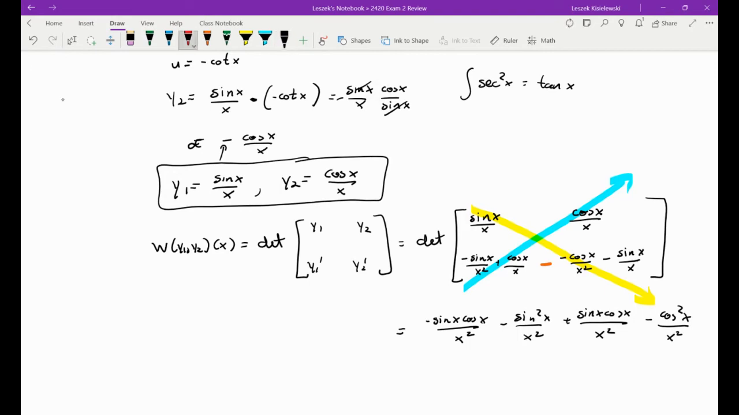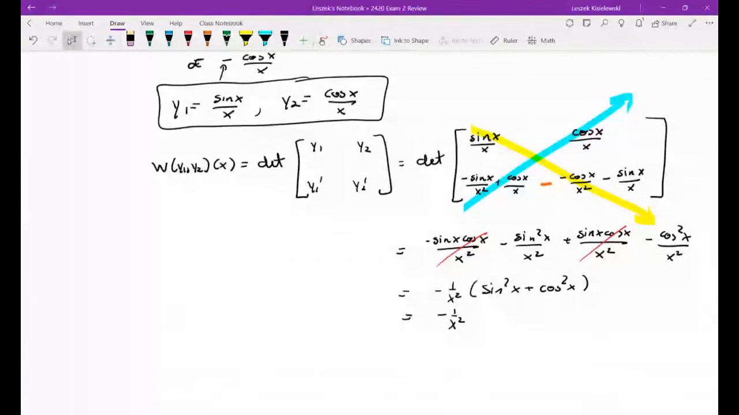Okay. So we have some things that indeed cancel. We have two terms that are simply negatives of one another. And then we can factor out 1 over x squared, and we're left with sine squared plus cosine squared, which reduces using the Pythagorean trig identity. And so we know that if the Wronskian is not 0 on some interval, then we say that our functions are linearly independent on that interval. So here, this is going to be not 0 on either of these intervals.